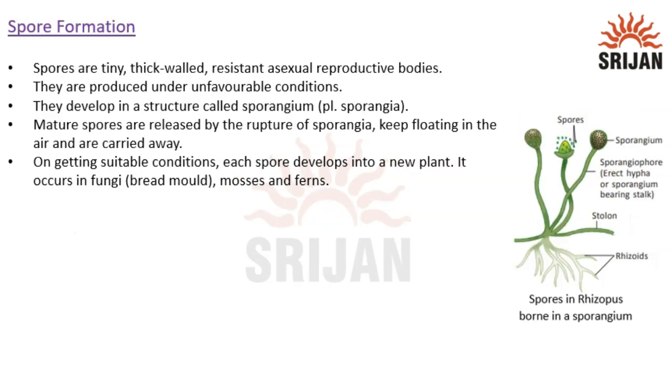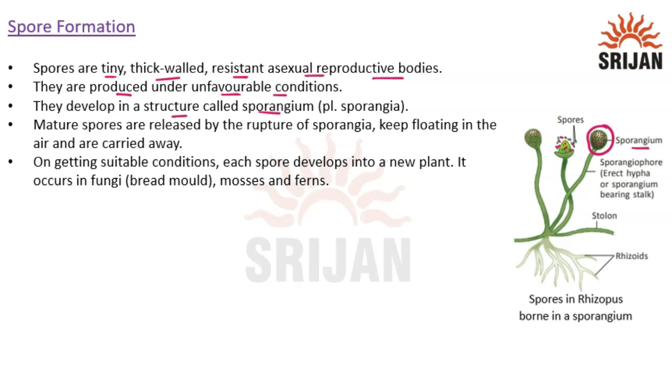Spore formation. What are spores? Spores are tiny, thick-walled, resistant, asexual reproductive bodies. We can see that these tiny bodies are called spores. Spores are often produced under unfavorable conditions. They develop in a structure called a sporangium. This ball-like structure that we can see here is often termed a sporangium.